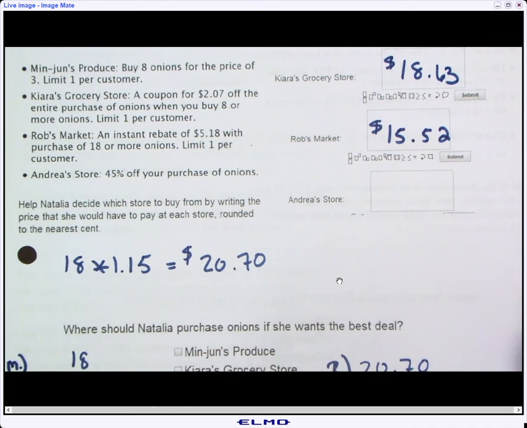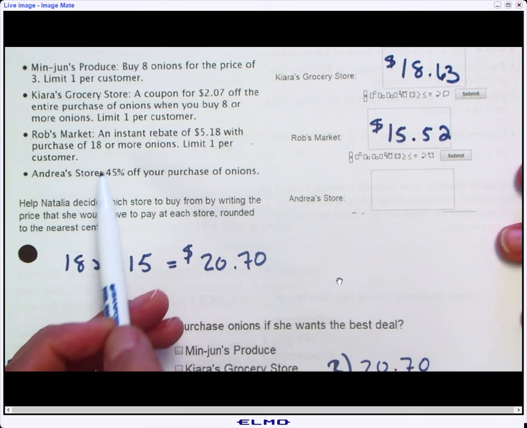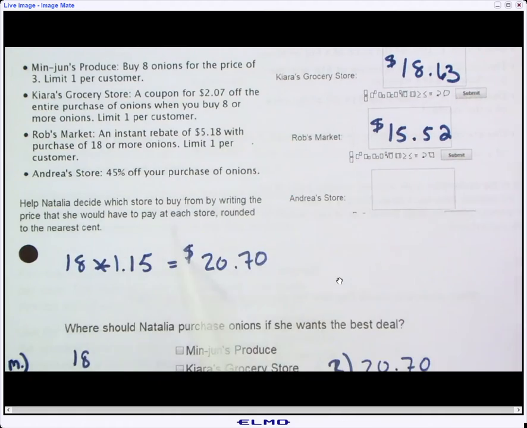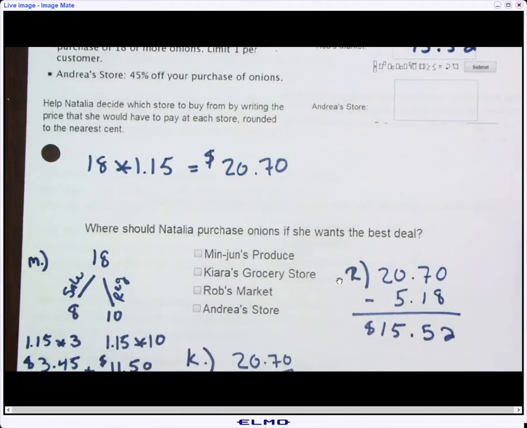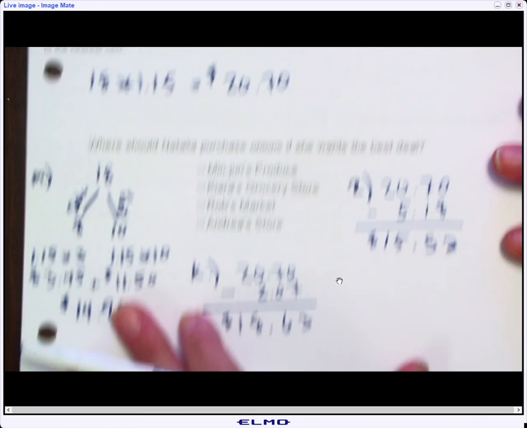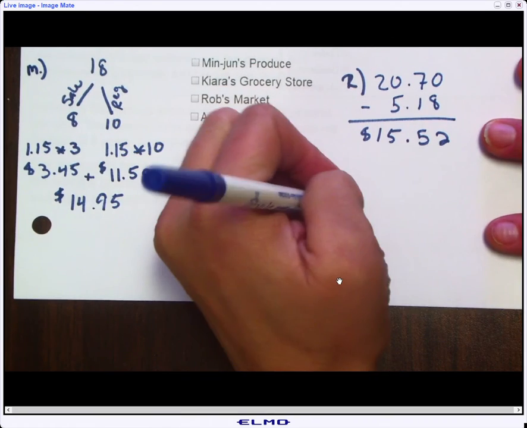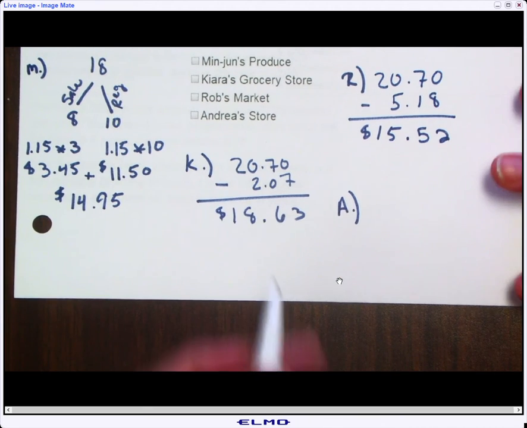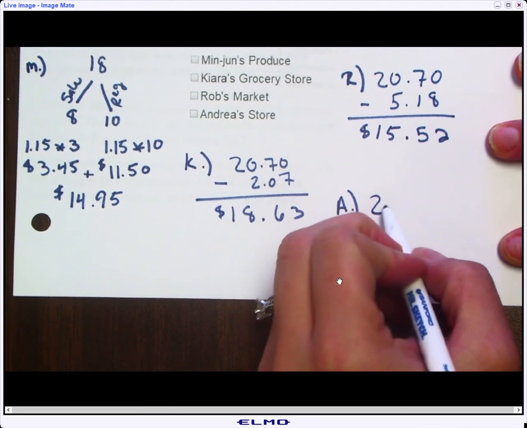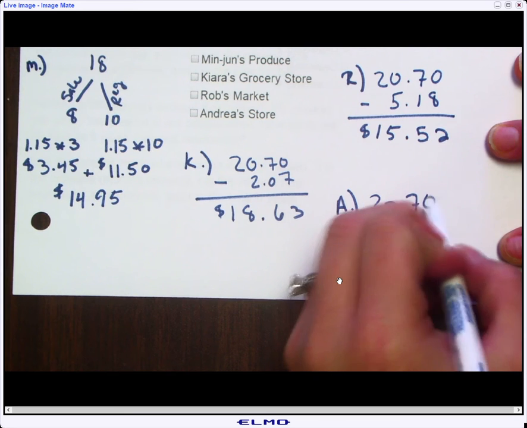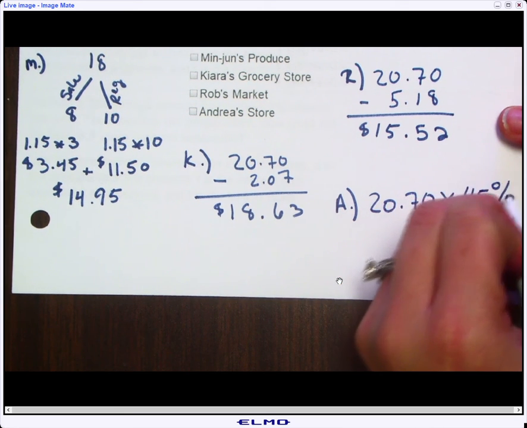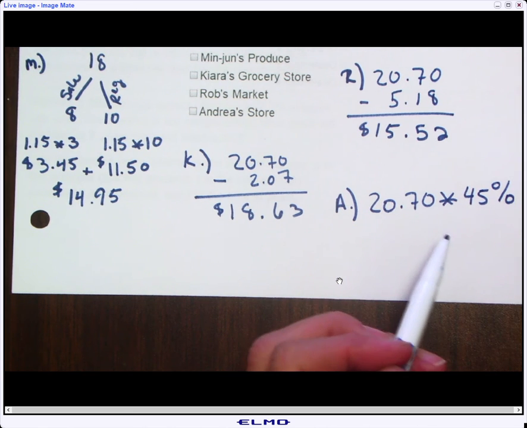The last one's Andrea's store. And this one says 45% off your purchase of onions. So now we're looking at a percent situation. Not difficult. We've done that in prior lessons. Let's just get some space for Andrea. So in order to find how much money I'm going to save, I'm just going to take my price of all of my onions and times it by the percent discount. So that's $20.70 times 45%.